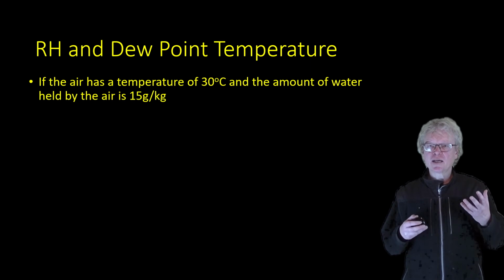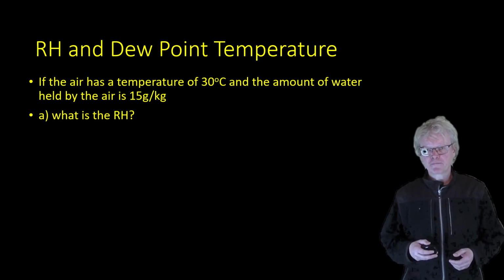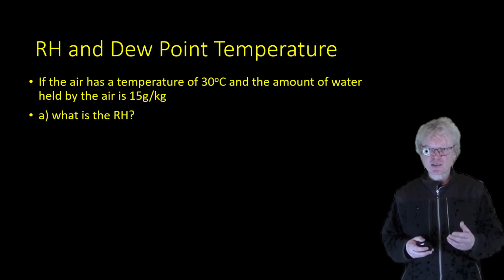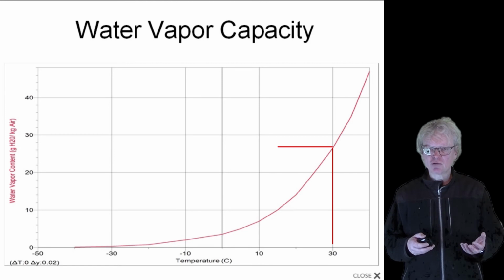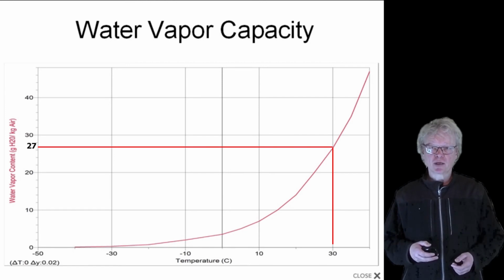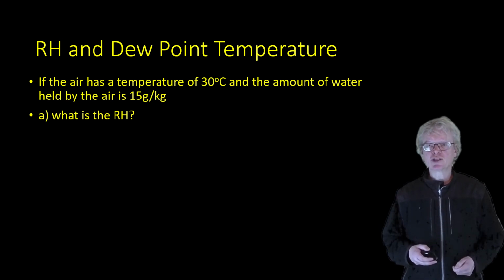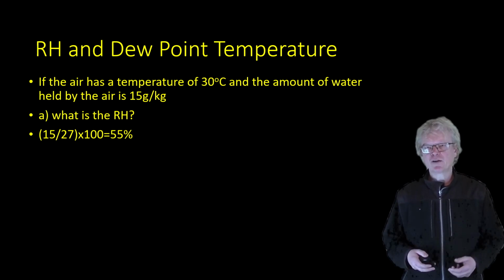If the air temperature, say at 30 degrees centigrade, is holding 15 grams per kilogram of air, let's say that's how much moisture is in an example parcel of air. It's holding 15 grams of moisture vapor per kilogram of air. What is its relative humidity? Well, let's use this diagram to have a look at what is the maximum amount of moisture vapor that air can hold at 30 degrees. Well, it's around 27 grams per kilogram of air. And we've stated that we've gone out and measured the moisture in the air with instruments, and we've measured 15 grams per kilogram. So to work out its relative humidity, it's just 15 divided by 27 times 100, and we get 55% relative humidity.